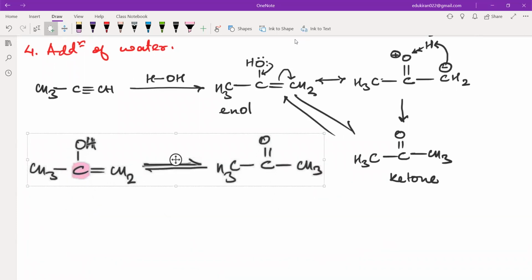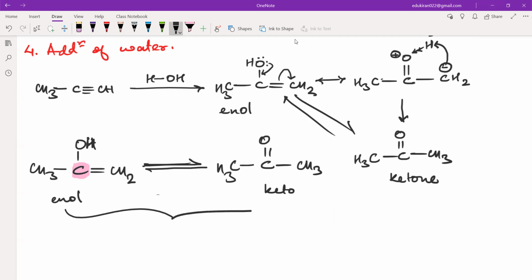This is the product that you get when you add water. Is this clear? Yes or no? This is known as, this is the enol form. This is the keto form. So could you repeat this again? I got disconnected. Okay, wait a second.